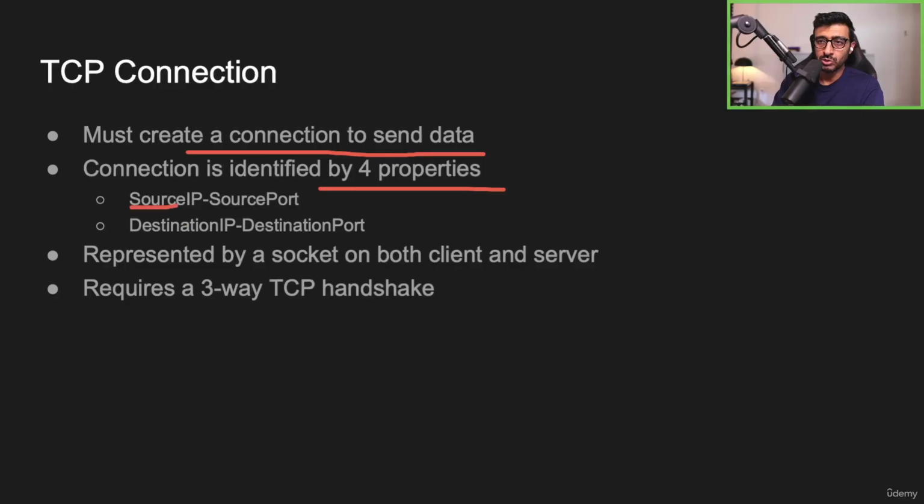There is always a source IP. There is always a source port. This defines the client side socket. And there is always a destination IP, and there is always a destination port. This defines the server side or the backend. You need those 4 in order to establish a connection.